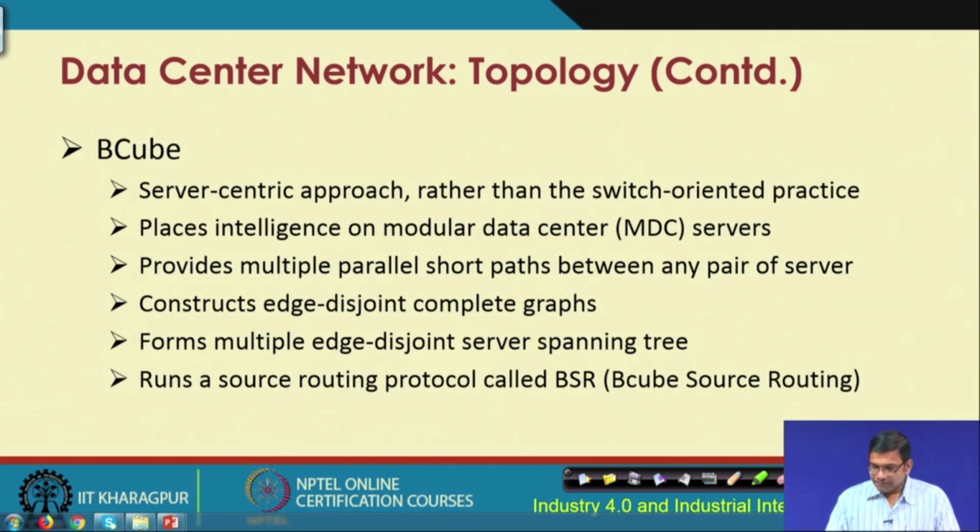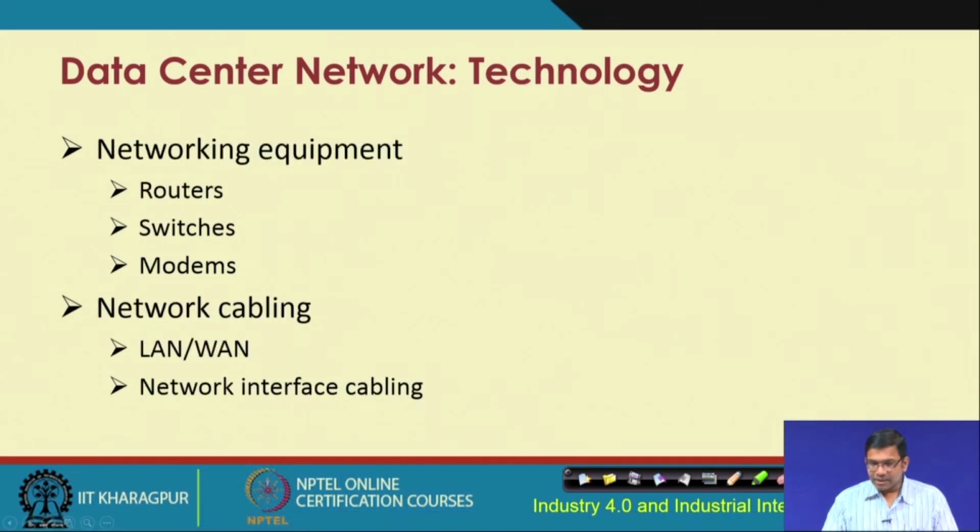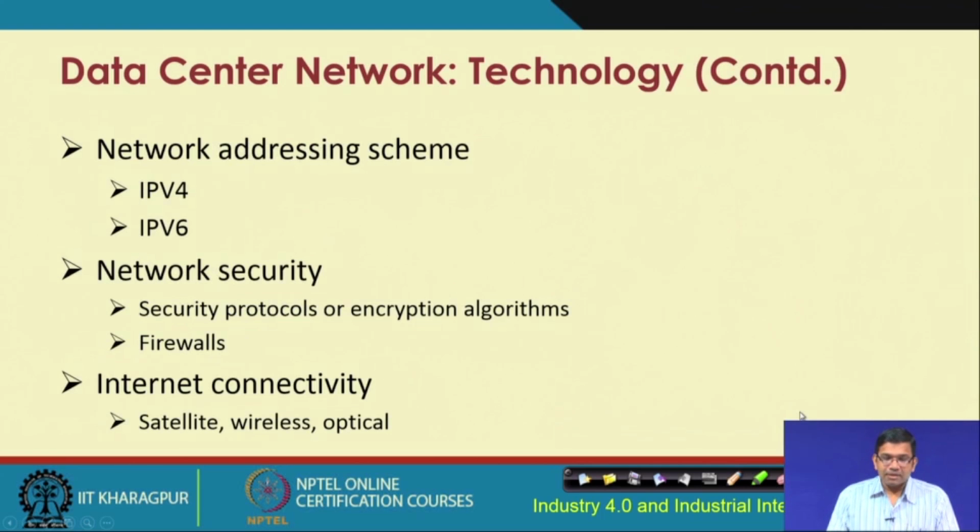So, let us now very quickly go through the different other requirements. A data center network requires different networking equipment such as routers, switches, modems, supports cabling of LANs, WANs, network interface cabling and so on, and has addressing schemes supported, IP addressing schemes supported by IPv4, IPv6 or whatever is required. These are the only two options at present if you are talking about the internet. So, IPv4 or IPv6 based network addressing schemes are supported.